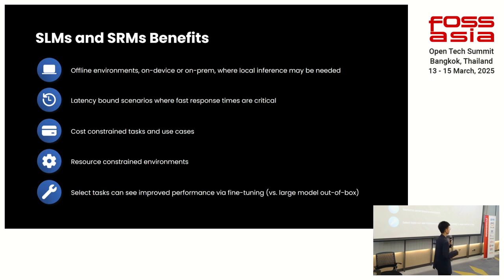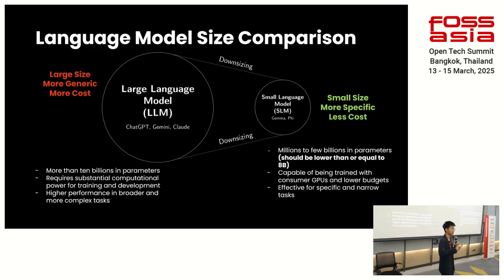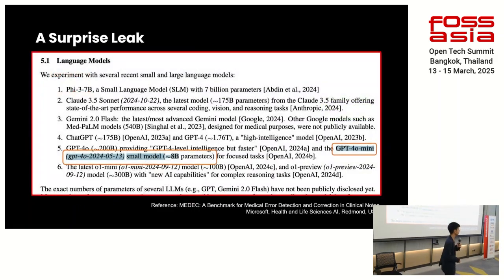They are also used within specific resources and select tasks, improving performance by fine-tuning or using other techniques like RAG. If you compare the sizes of language models, large language models have a lot of parameters, but the downsized version, the small language model, is quite small and costs less. Some would be more specific, some more general, but it should be lower than or equal to 8 billion parameters. Surprisingly, I got from a paper that GPT-4o is around 8 billion parameters.